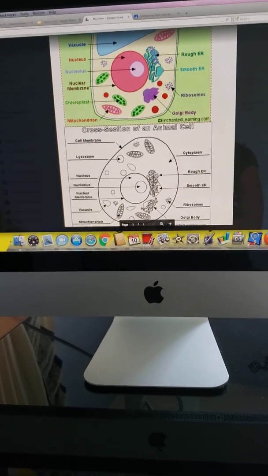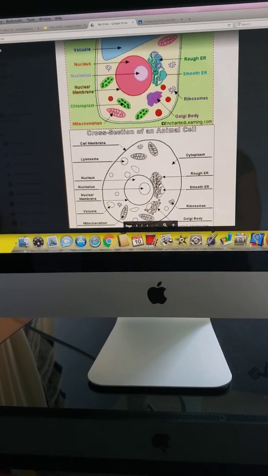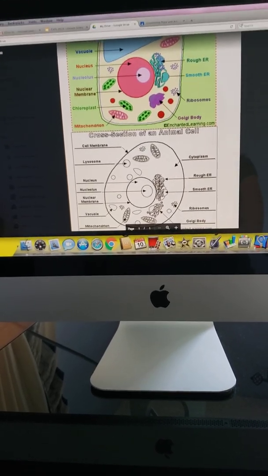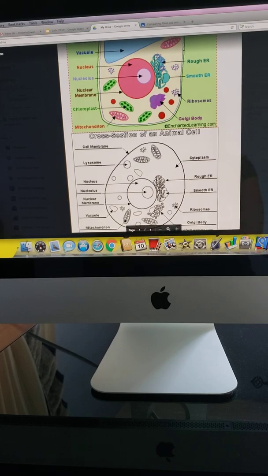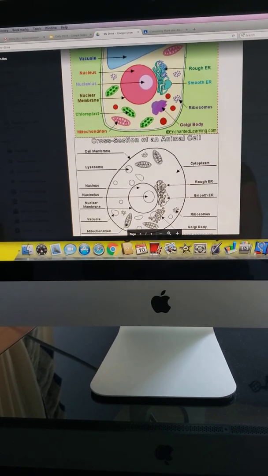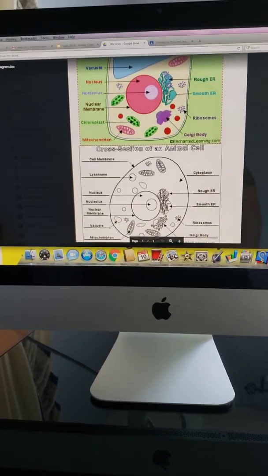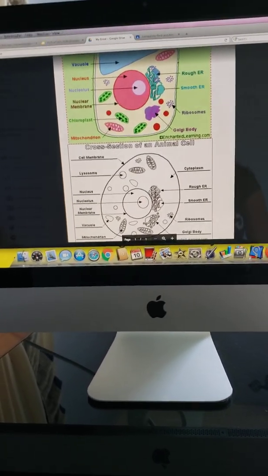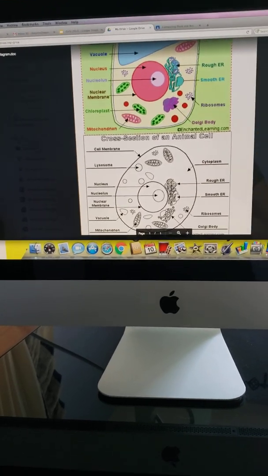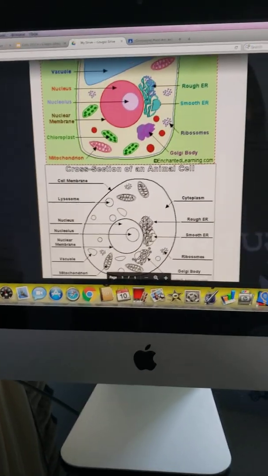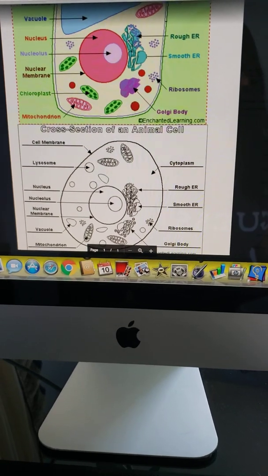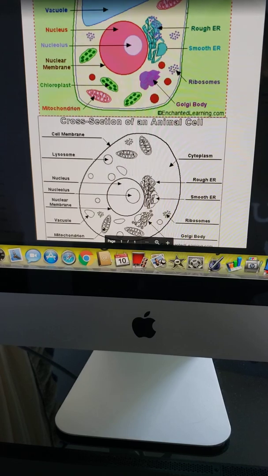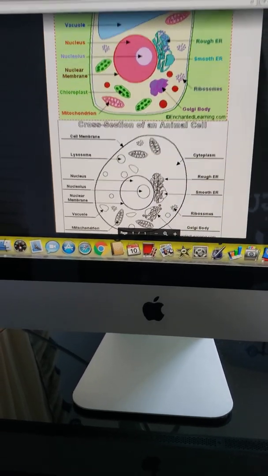So if we did a Venn diagram and compared these, every organelle that an animal cell has would also be on the plant cell side. So that would all go in the middle because they share them. So the middle would be filled with all of the organelles: the cell membrane, the lysosome, the nucleus, the nuclear membrane, the vacuole, the mitochondria, the ribosomes, the Golgi body, the endoplasmic reticulum, and the cytoplasm.